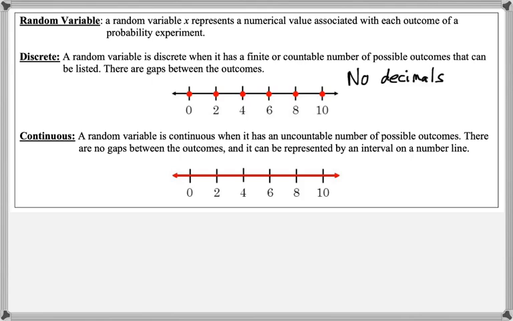So no decimals. A random variable is continuous when it has an uncountable number of possible outcomes. There are no gaps between the outcomes, and it can be represented by an interval on a number line. So this would include the decimals in between the numbers. So this would include 1.9, 1.99, 1.999, and etc. So it's uncountable because we can always make our decimals longer.